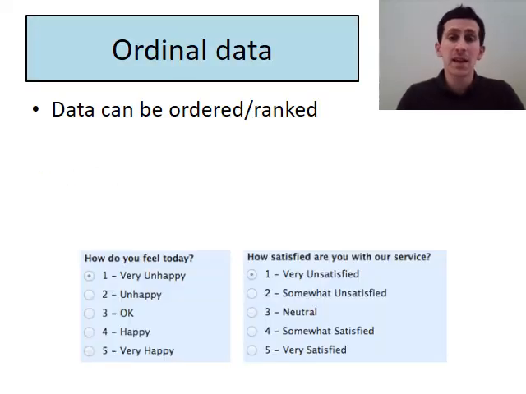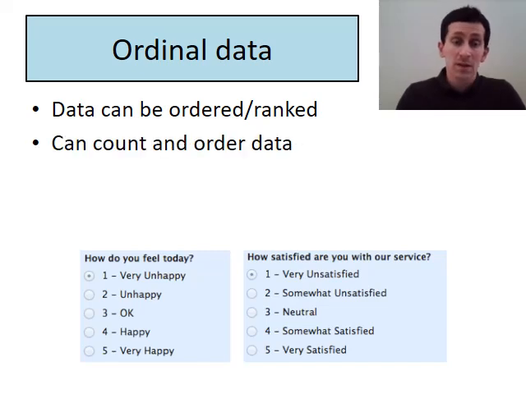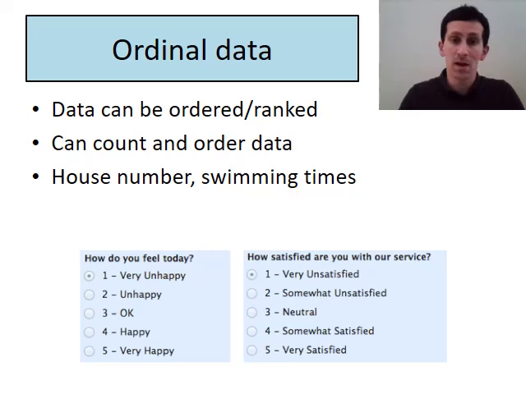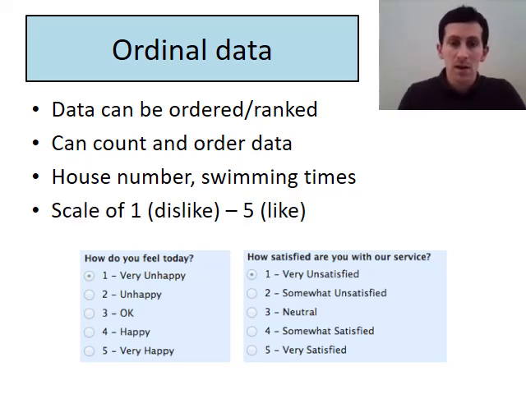Ordinal data is any data that can be ordered or ranked. So it's data that you can count or put in order. So it might be house number or swimming personal best, how fast you swim 100 meters. Or it might be on a scale from 1 being dislike to 5 being like. There's a few examples at the bottom here. If I got everyone in the class to rank how much they enjoyed psychology from 1 to 5, we'd get a range, and I could put that in order. Okay, I could get that number and I could put it into an order.